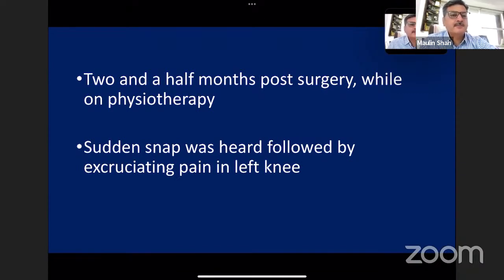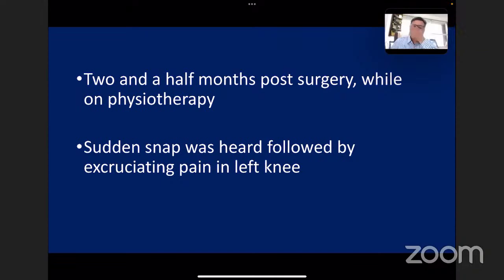2.5 months post-surgery, while the child was on physiotherapy, in prone position, the physiotherapist was trying to improve her flexion range of movement. Suddenly she had to sneeze, and a sudden snap was heard, followed by excruciating pain in the left knee.